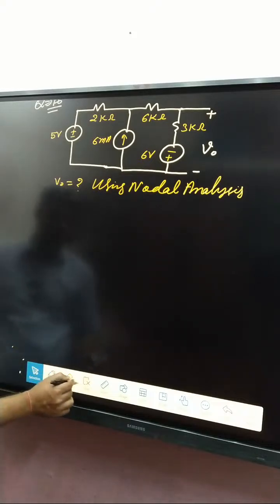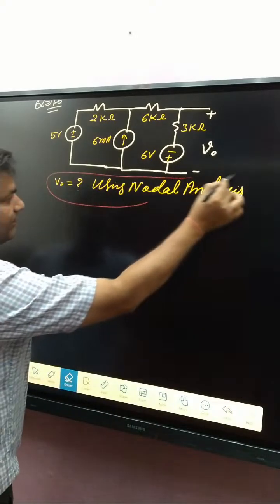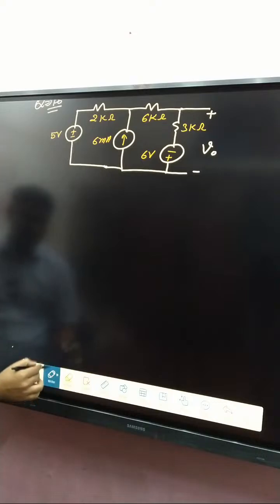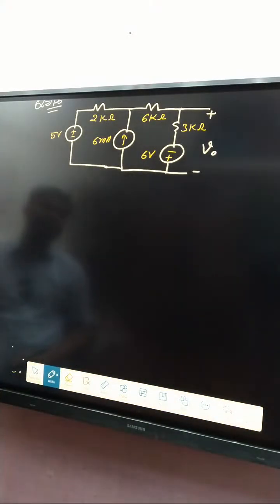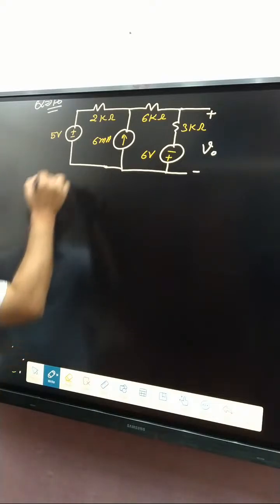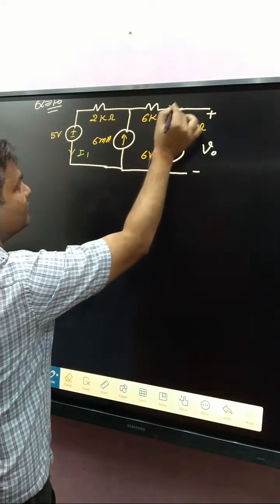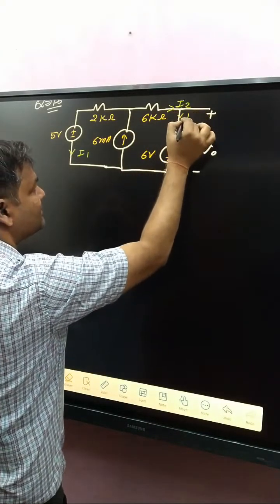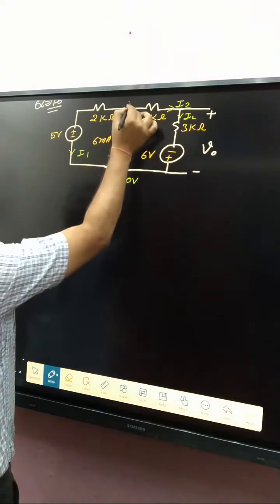Now, our motto is to find V naught with the help of nodal analysis. How can we do it? First of all, nodal analysis says decide the branch currents. Here I1, here I2, and that current also goes in this branch. That one is taken as the reference node, and that one is V1.